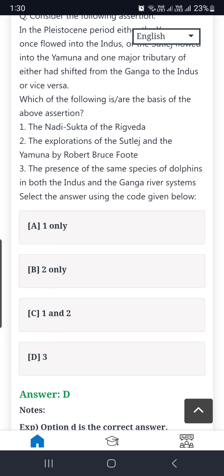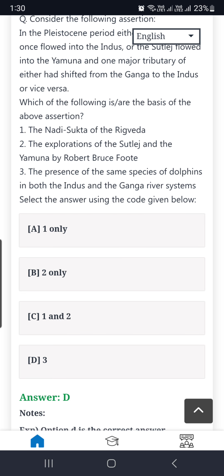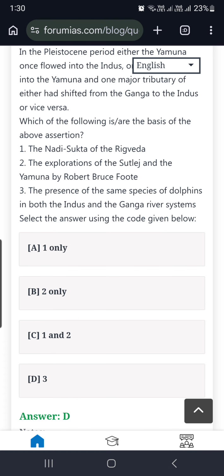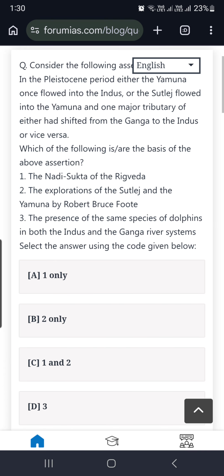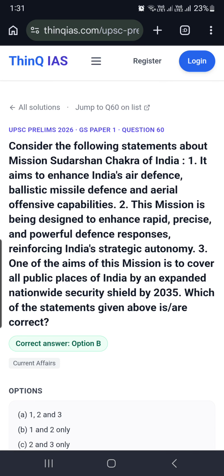Second one is already a wrong statement, because Robert Bruce Foote does not have anything to do with Satluj explorations. And the first one, the Nadi Sukta of Rig Veda, is also not a good evidence to claim the drainage patterns in the Pleistocene era or period. Rather, the satellite data is what is helping us claim the correct drainage pattern. So this is all about this question. Let's move to the next question.